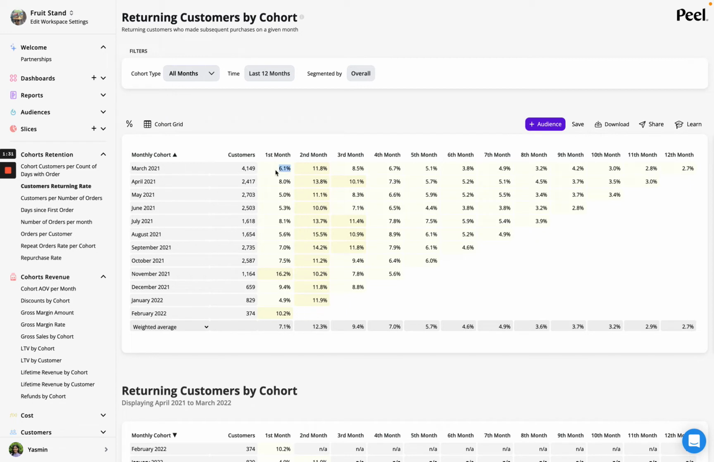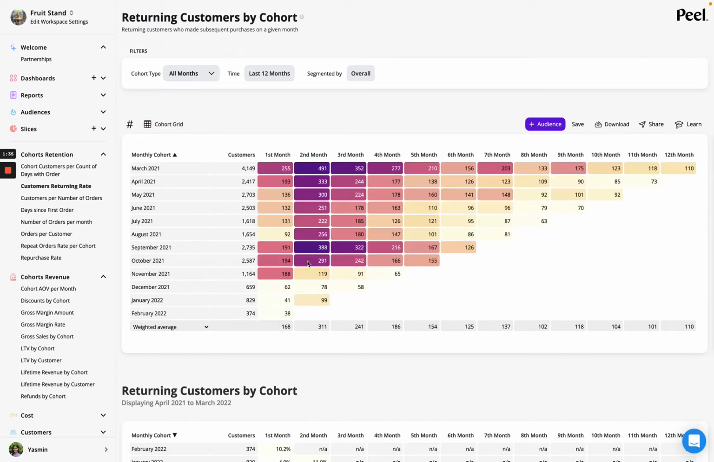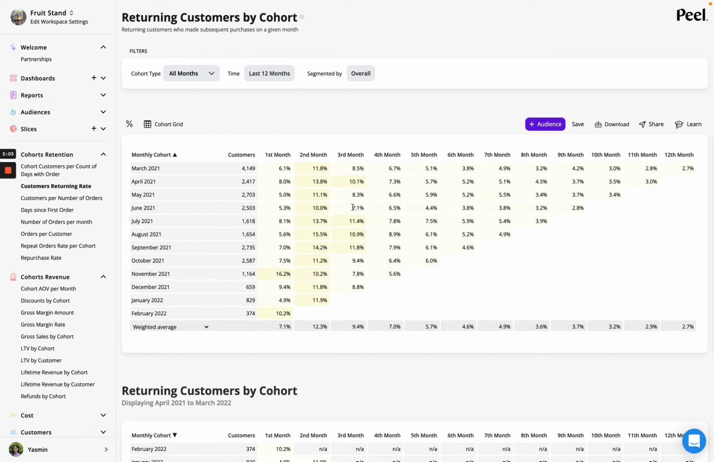And like any of the metrics in Peel, you can look from the percentage to the absolute number to give you an idea. So let's read through it again with August. In August, we acquired 1,654 customers, and 92 of those customers came back and bought something else. Then in September, the second month, 256 customers came back. And then the third month, October, 180 customers, and so forth. I tend to like it by the percentages.